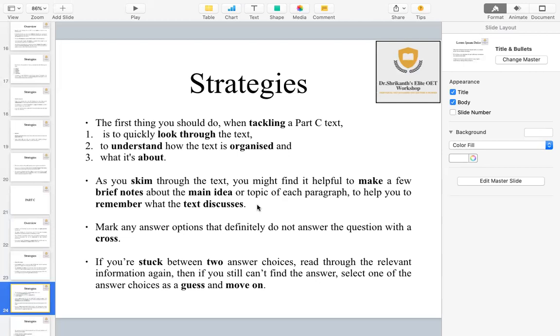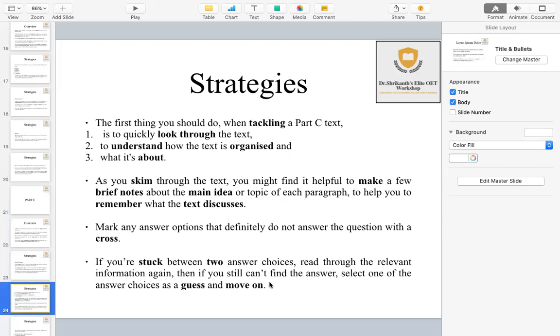Most of the strategies in the reading module of the OET are designed to help you manage your time more efficiently and effectively. All right. So mark any answer options that definitely do not answer the question with a cross. If you are very certain that a specific answer option is absolutely not the correct answer, you just cross it out. And once you find the correct answer, you can circle it and shade it.